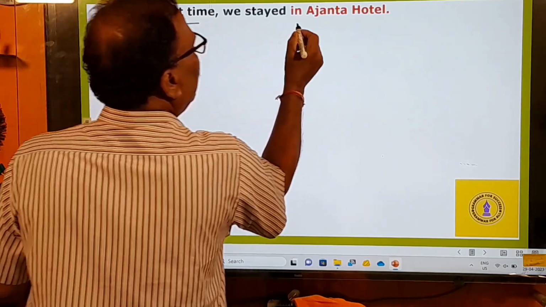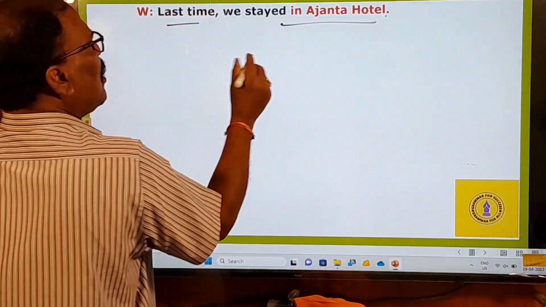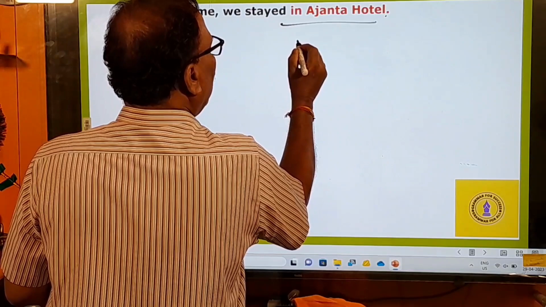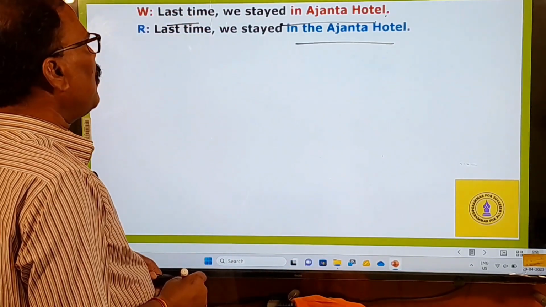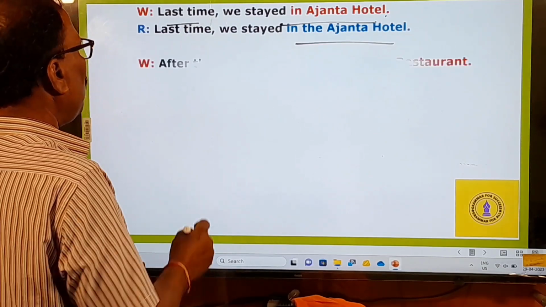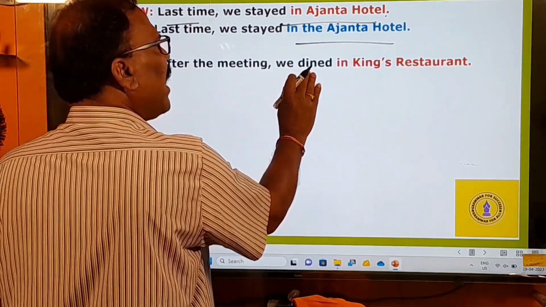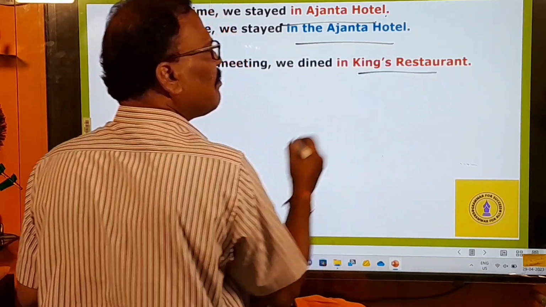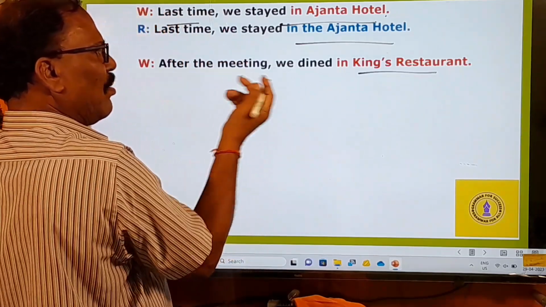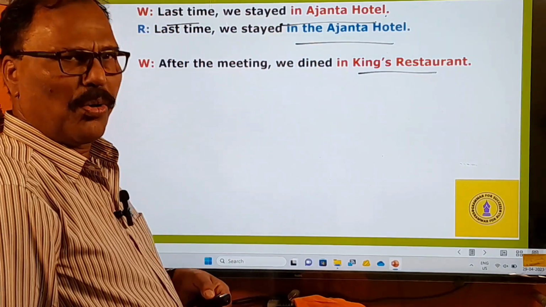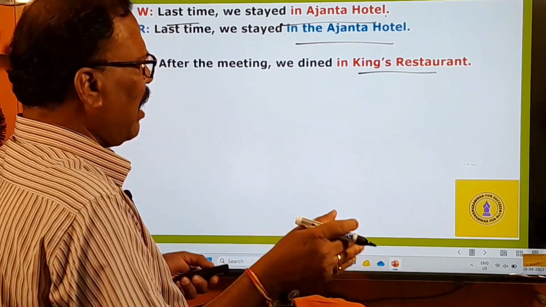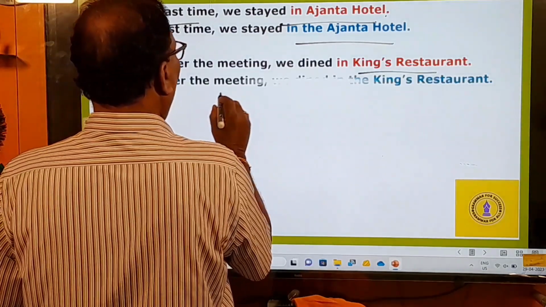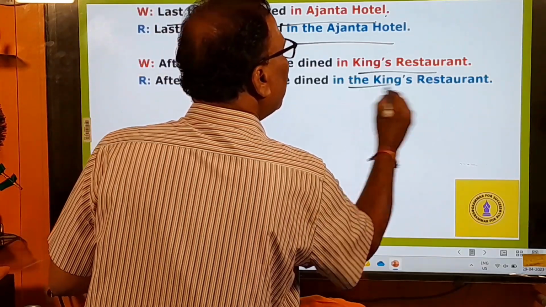Last time we stayed in the Ajanta Hotel. We should not say simply Ajanta Hotel; we should say in the Ajanta Hotel. Similarly, after the meeting, we dined in the King's Restaurant. Restaurant is also a hotel; hotel, restaurant, inn, pub, all these are one and the same. I have already told you that.